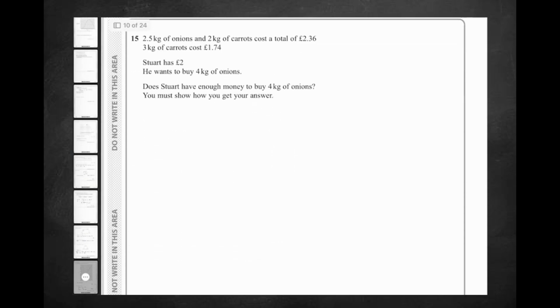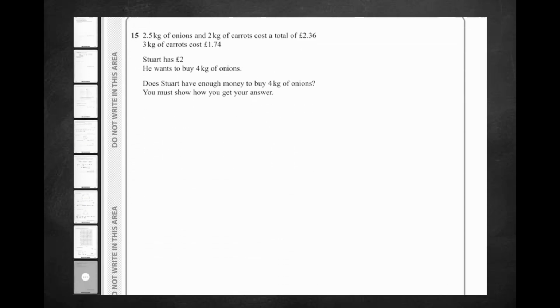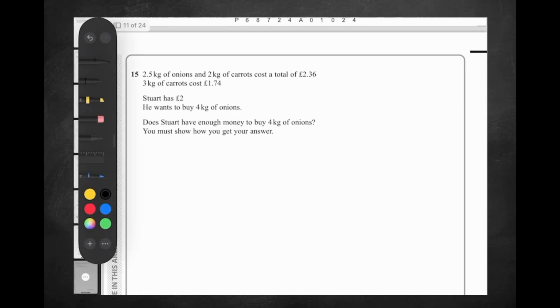We'll move on. Question number 15. 2.5 kilograms of onions and 2 kilograms of carrots cost a total of £2.36. 3 kilograms of carrots cost £1.74. Stuart has £2. He wants to buy 4 kilograms of onions. Does Stuart have enough money to buy 4 kilograms of onions? It's a 5-mark question. So we'll write this in terms of an equation. 2.50 plus 2c for carrots and O for onions equals 2.36, and 3c equals 1.74.